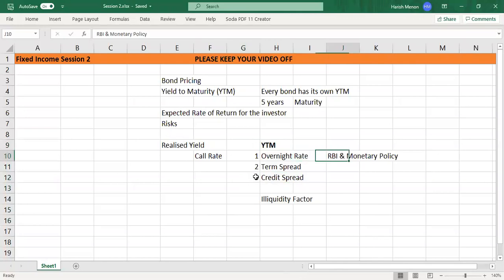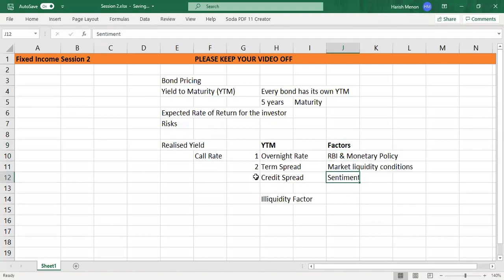Because the RBI keeps on changing interest rates. The short-term rates are also driven by market liquidity conditions. If you know, currently liquidity is very excess. So overnight rates and short-term rates are falling because of that. We consider sentiment. These are all the factors that affect the yield.